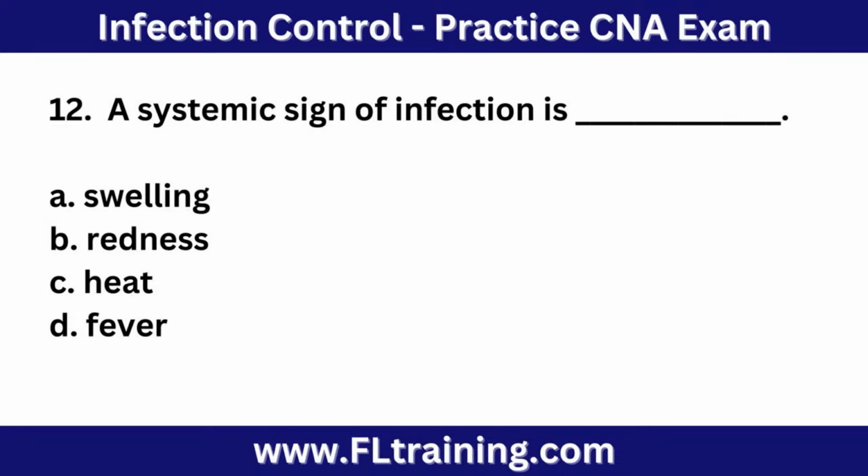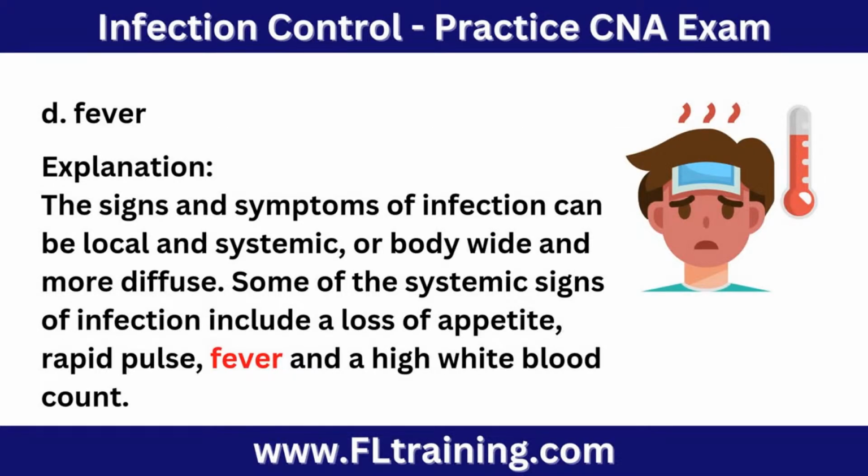All right, let's go ahead and dive right into the answer. If you chose D, you are absolutely correct. Fever. The signs and symptoms of infections can be local and systemic, which are body-wide and more diffuse. Some of the systemic signs of infection include a loss of appetite, rapid pulse, fever, and a high white blood count.